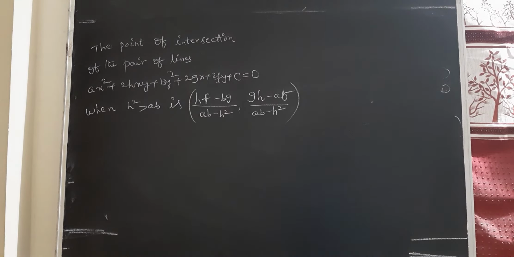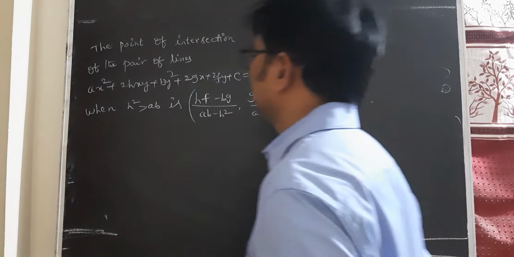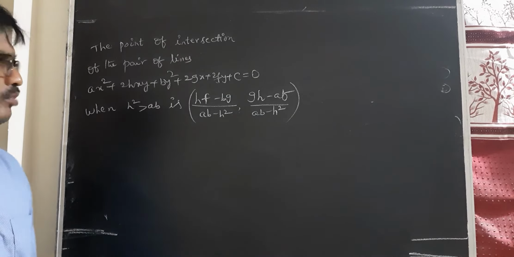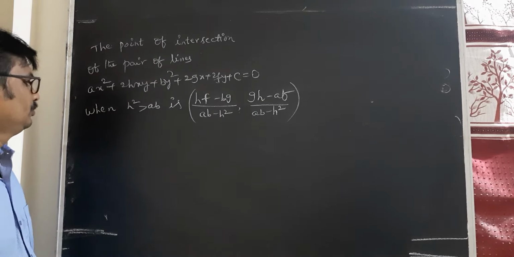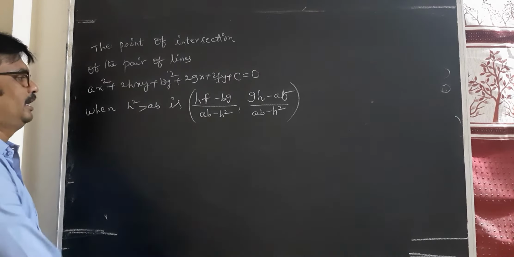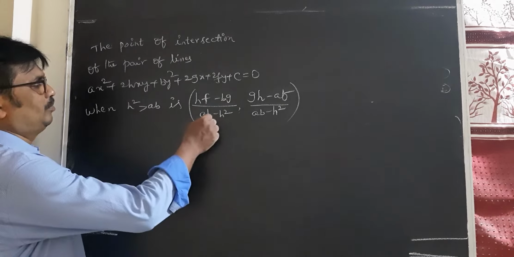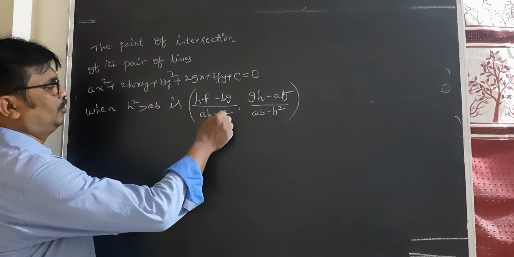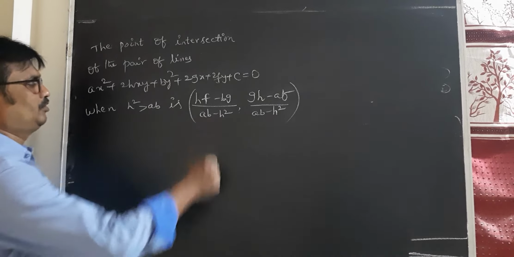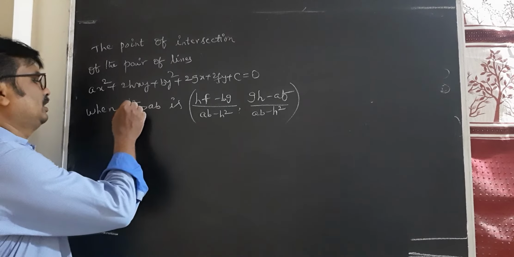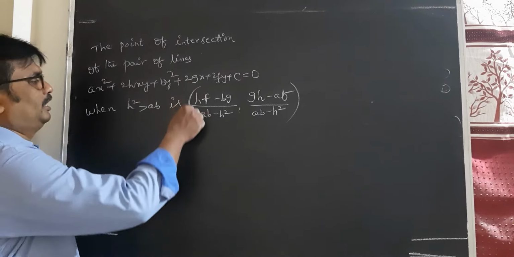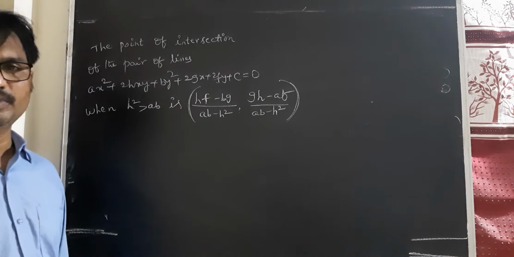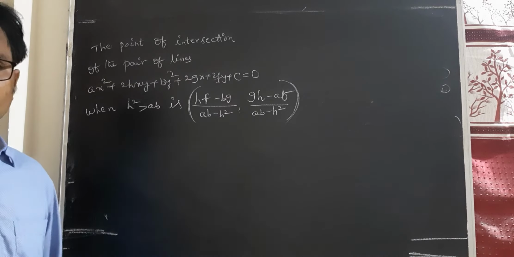Now students, the point of intersection of the pair of lines ax square plus 2hxy plus by square plus 2gx plus 2fy plus c equal to 0, if h square greater than ab. Here undoubtedly ab minus h square is there. If h square equal to ab, it will be 0. That's why it is given that h square is greater than ab. Then students, all of you listen here, its point of intersection is (hf minus bc by ab minus h square, gh minus af by ab minus h square).